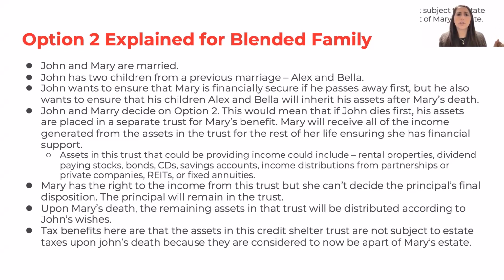And assets in that trust could be rental properties, dividend paying stocks, bonds, CDs, savings accounts, income distributions from partnerships or private companies, REITs, or fixed annuities. And so Mary will have the right to income from this trust, but she can't decide on the principal's final disposition. The principal will remain in that trust. And then upon Mary's death, whatever's remaining in that asset protection trust will be distributed according to John's wishes. And the tax benefits here are that the assets in this credit shelter trust are not subject to estate taxes upon Mary's death because they are not considered to be a part of Mary's estate. So it's really an estate tax deferral strategy.